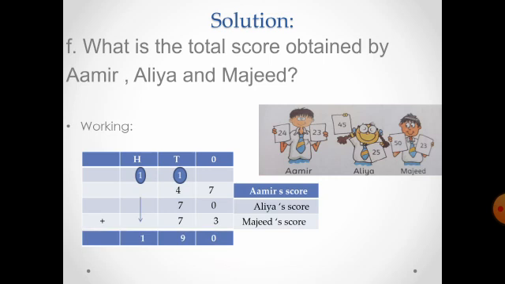Look, we will start from the right hand side. 7 plus 0. When we add 0 to any number, we get the same number back. 7 plus 0 is 7. 7 plus 3 is 10. Now 10 is a 2-digit number, so 0 will be written in the ones column and 1 will be carried.